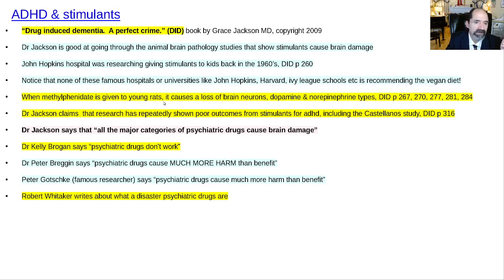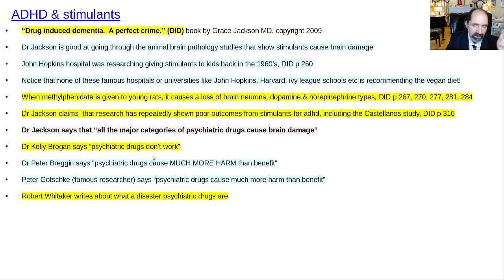When methylphenidate is given to rats, it causes brain damage with loss of brain neurons, dopamine and norepinephrine types. She goes through multiple studies that show that. Dr. Jackson also claims the research has repeatedly shown poor outcomes for stimulants, especially long-term. And she goes over a Castellano study, which some people tried to claim showed some benefit, and she analyzes it in more detail and shows, in her opinion, it was harmful. Dr. Jackson says that all the major categories, that's all of them, of psychiatric drugs cause brain damage.